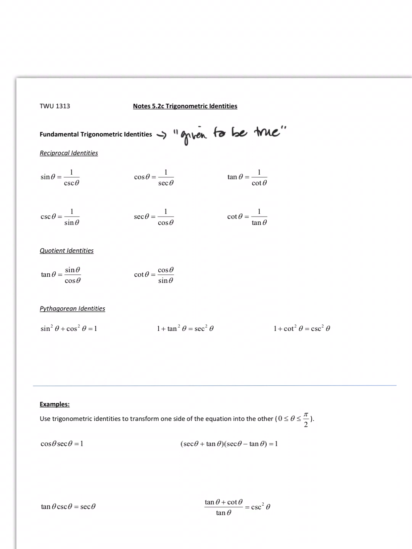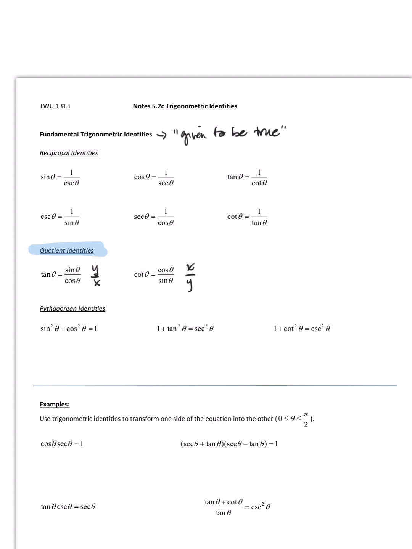Now, there are some quotient identities. Quotient identities just mean what? Division. It just means division. No big deal, okay? So these are identities that we will be using. Look at this. Tangent is the same as sine over cosine. And that should make a little bit of sense because on our unit circle, it's like y over x, isn't it? And sine is y and cosine's x. Well, then the cotangent is just the reciprocal, x over y. Or we can put it in terms of the trig functions, cosine over sine. So that's where the quotient identities come from.